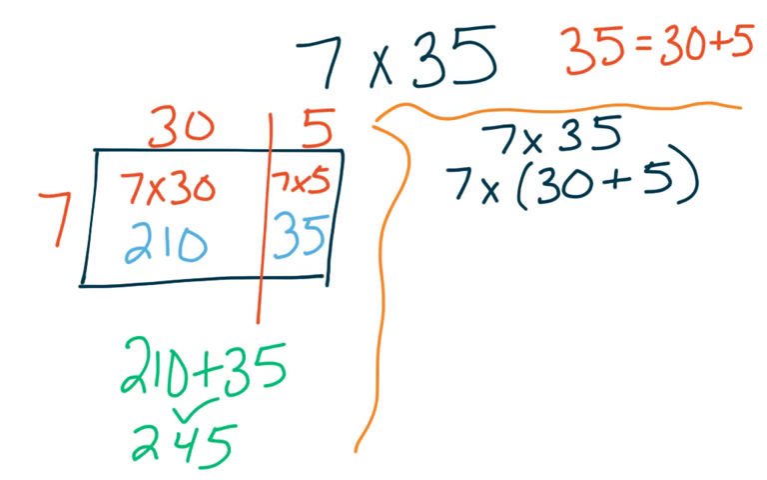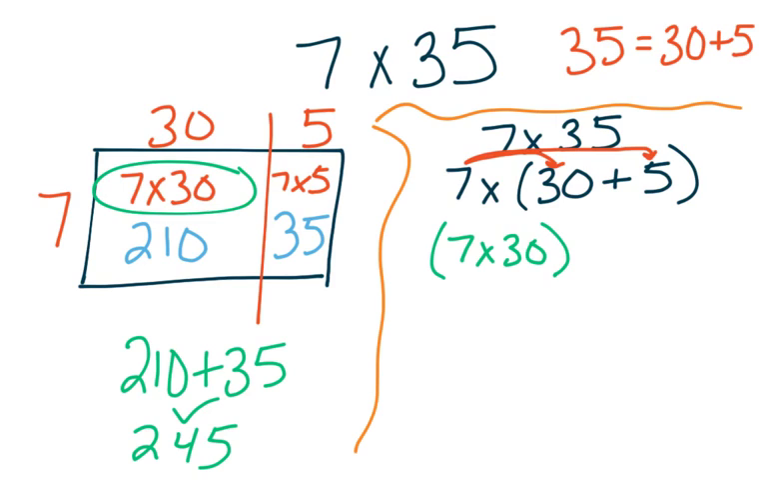Now what we're going to do is distribute, or take our 7 and multiply it times 30, and our 7 and multiply it times 5. And I want to show you what we get when we do that. When we multiply 7 times 30, doesn't that look very familiar to what we see over here on our area model side? And then we're going to have an addition sign between them, and we're going to multiply 7 times 5. Which is exactly the same as we have on this side in our area model.